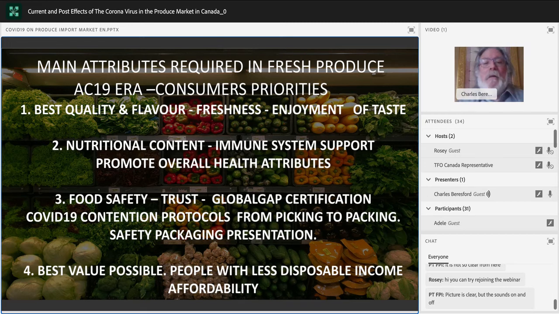And the main attributes required in fresh produce, COVID-19 era, consumer priorities. This still is a big one and it's never going to change. The best quality and flavor in product, freshness, and enjoyment of taste. We need some comfort, right? And I think products that are tasty, that are nice, that are appealing to the eye, are always attractive, always a priority. And of course, besides that, the nutritional content, immune system support, promoting overall health attributes. This is what you have to be marketing in your product.